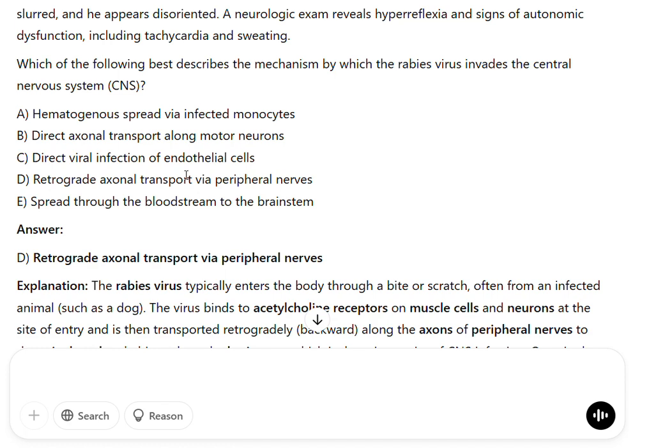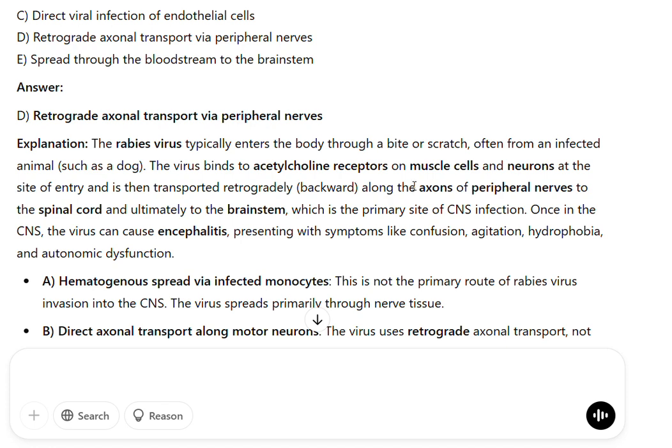Explanation: The rabies virus typically enters the body through a bite or scratch, often from an infected animal, such as a dog. The virus binds to acetylcholine receptors on muscle cells and neurons at the site of entry and is then transported retrogradely, backward, along the axons of peripheral nerves to the spinal cord and ultimately to the brainstem, which is the primary site of CNS infection. Once in the CNS, the virus can cause encephalitis, presenting with symptoms like confusion, agitation, hydrophobia, and autonomic dysfunction.